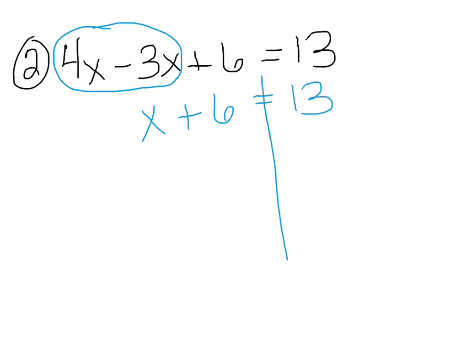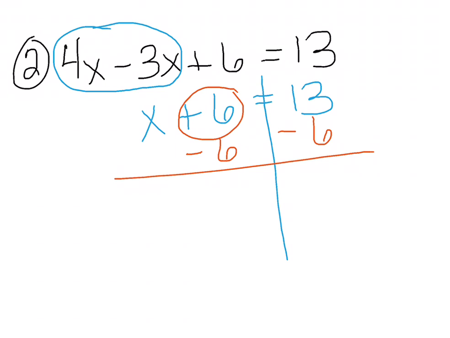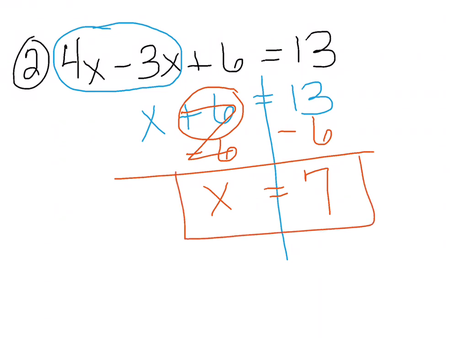I like to draw my balance beam so I know whatever I do on one side I have to do on the other. So I have to get rid of whatever's next to the variable, and next to the variable is plus 6. So I'm going to subtract 6 from both sides. This goes away, so you're left with x equals 7, because 13 take away 6 is 7. So problem number 2, your answer was x equals 7.